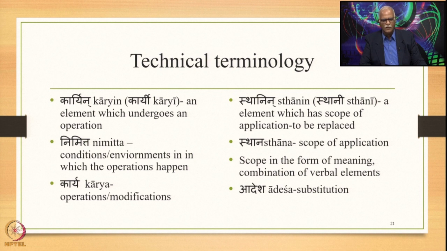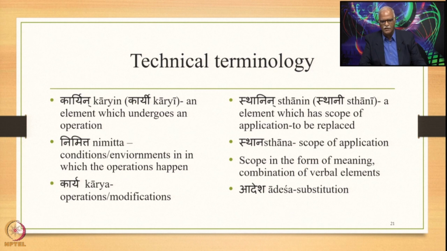Karyin, or also referred to as karyi, means an element which undergoes an operation. Karya is an operation or modification. So, an element which undergoes this operation is karyin or karyi. Then the other technical word is nimitta. Nimitta means conditions or environments in which the operations happen. These are not explicitly used in the Ashtadhyayi, but they are very much part of the traditional vocabulary, traditional terminology.